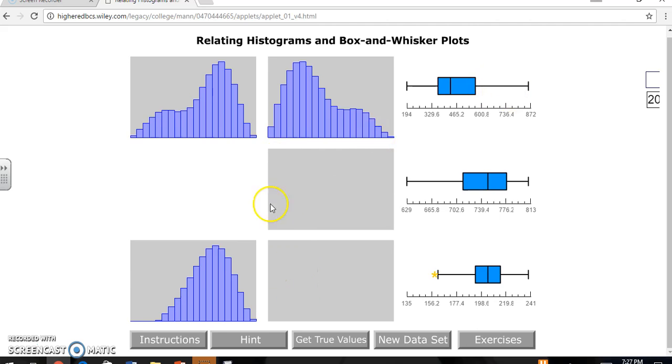These two might be a little bit trickier. Okay, this one's saying that we have an outlier, a small one, right after our data set.